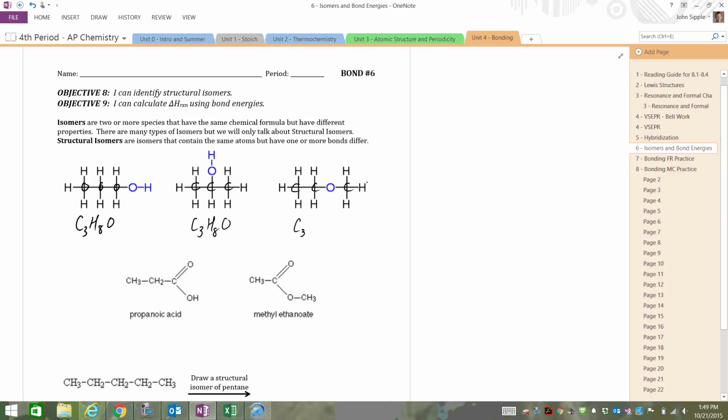Wait, hang on. Did I miscount these? 2, 4, 6, 8. No, it's good. So 2, 4, 6, 8 hydrogens. And then the last one here, 2, 4, 6, 8. Oh, okay. So see how each one of these molecules has the same formula, but we do not have the same structures? Different structures.